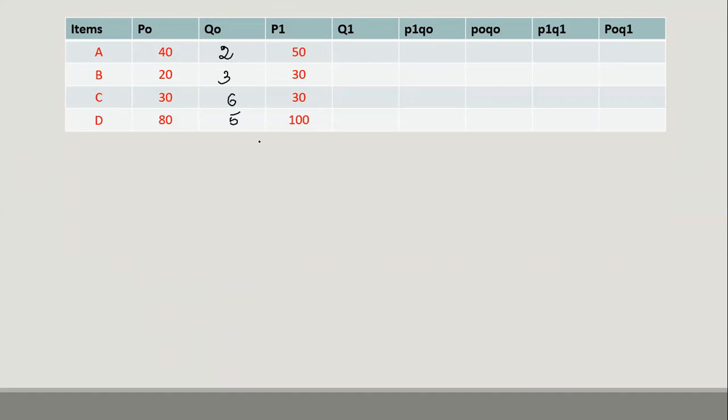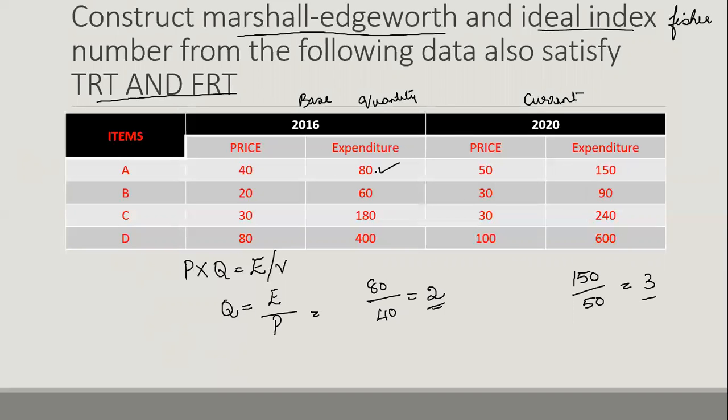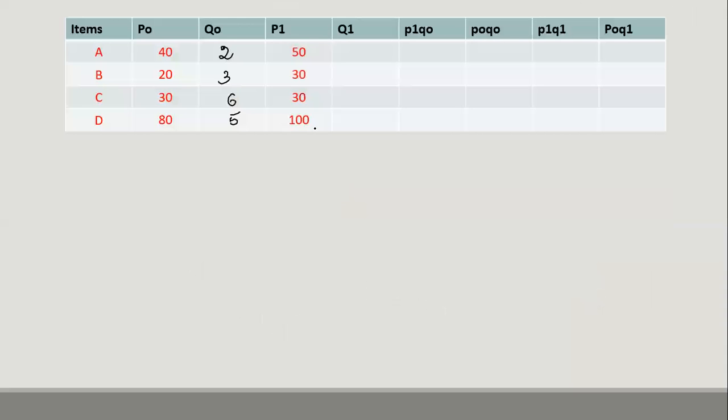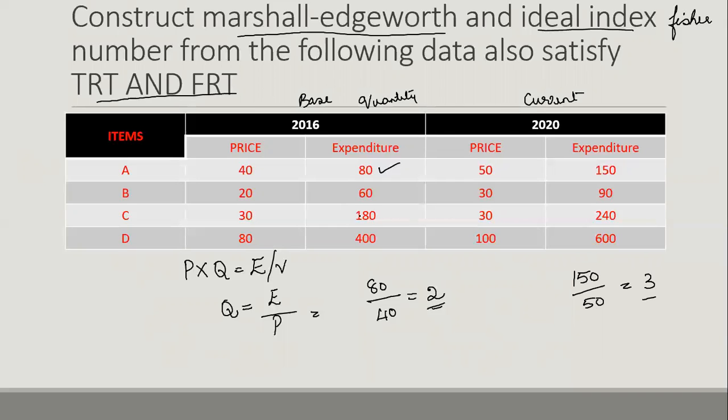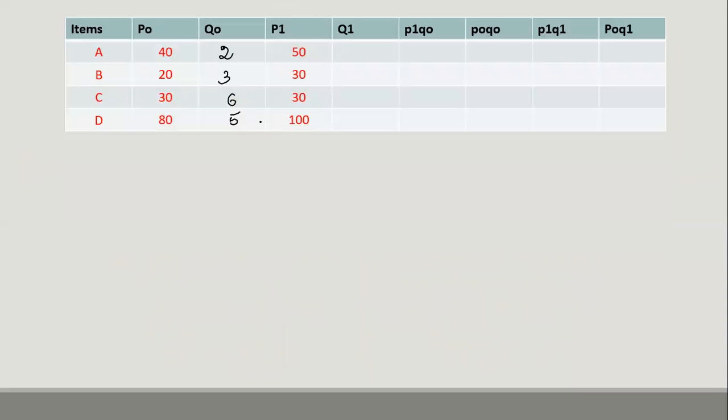How did it come? How should you do this? Expenditure 60 divided by 20 will give you the value 3. 180 divided by 30 will give you 6. 400 divided by 80 will give you 5. Again, you have to find out Q1 also. I have already got the answers here: 3, 3, 8 and 6. Based on this you have to find the values.